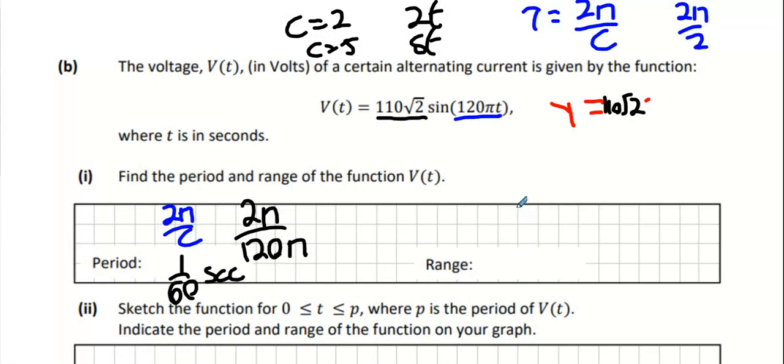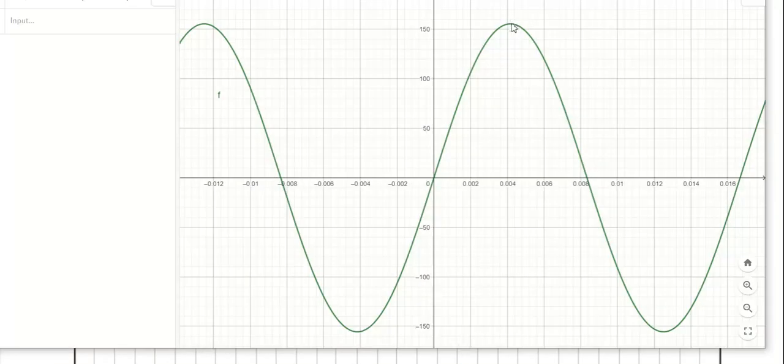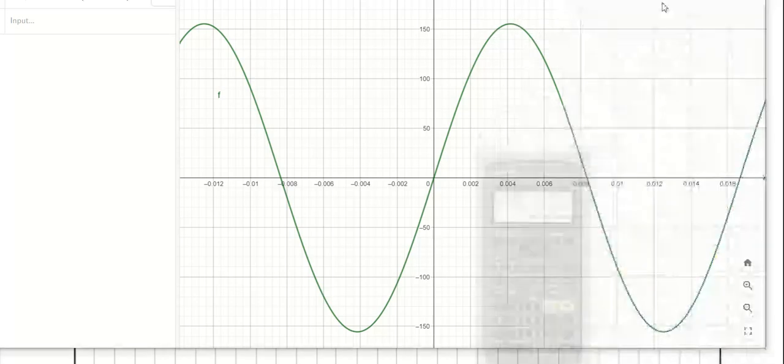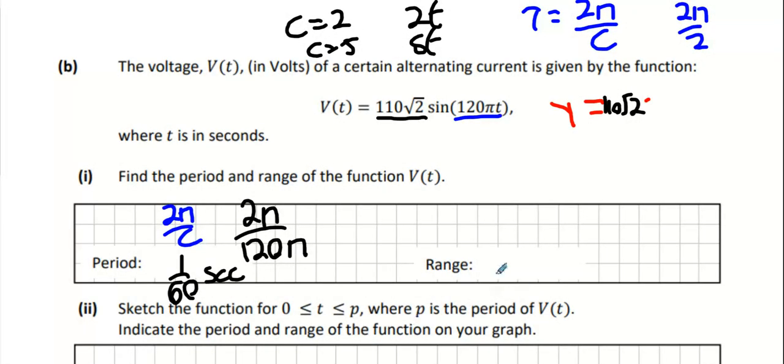Okay, the range is your top value minus your bottom value. And as you can see on our graph here, your top value is going to be 110 root 2 and then minus 110 root 2. Because 110 root 2 is 155.56. So here, minus 110 root 2 is your bottom value, and plus 110 root 2 is your top value.